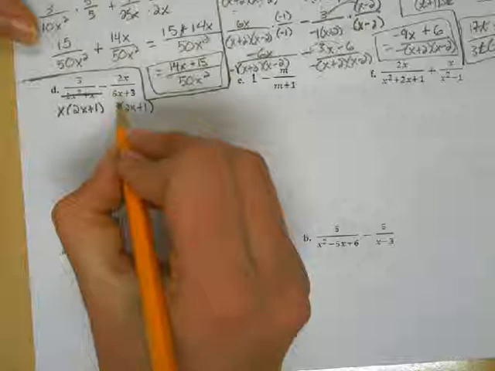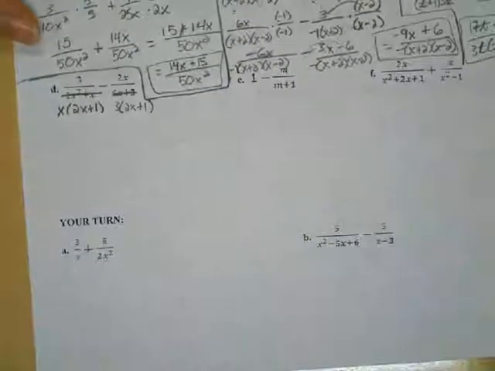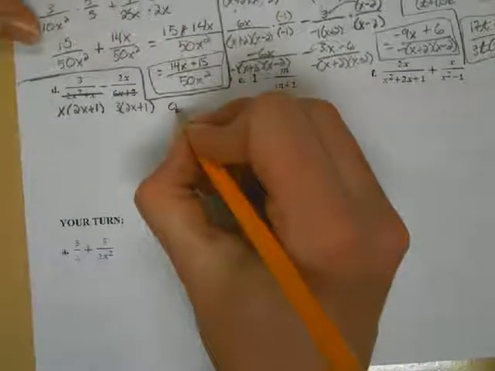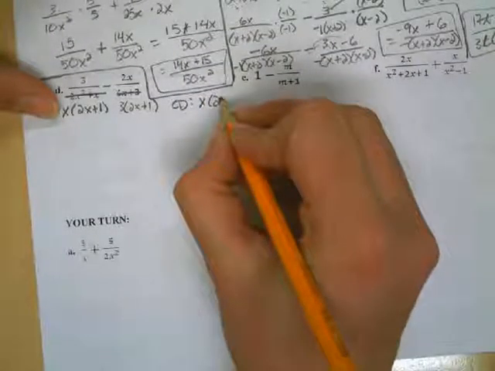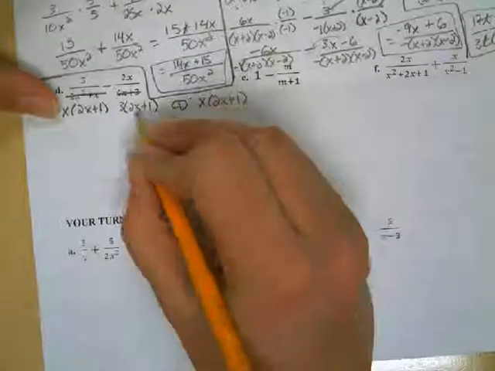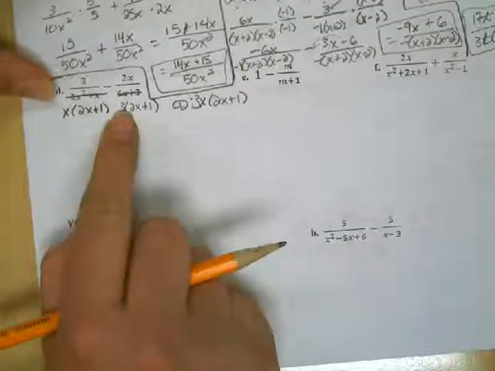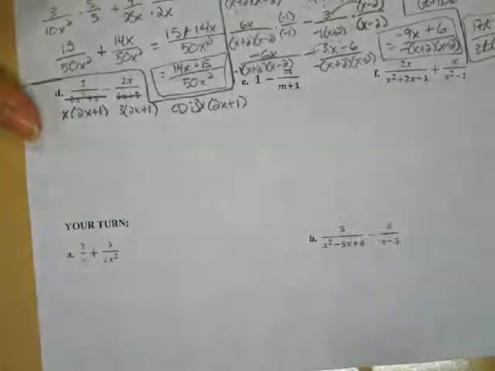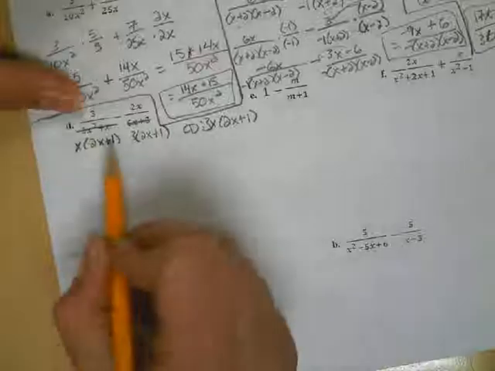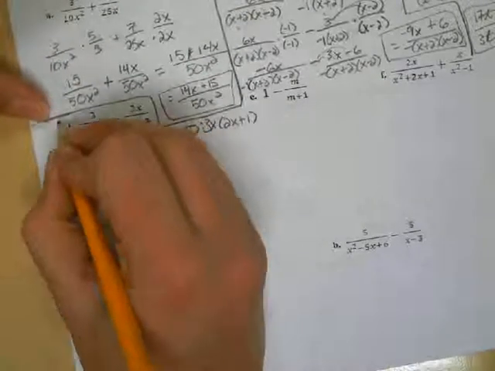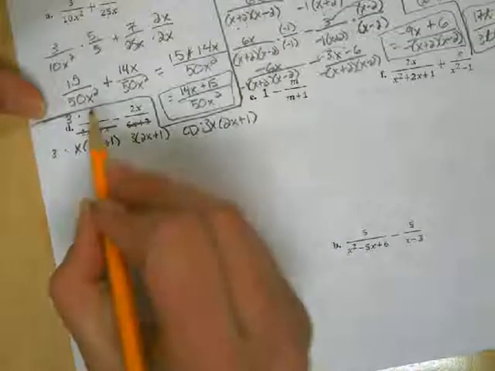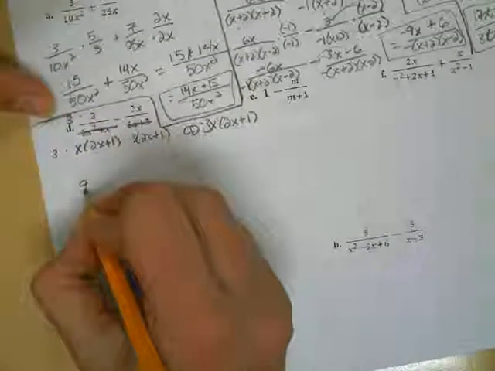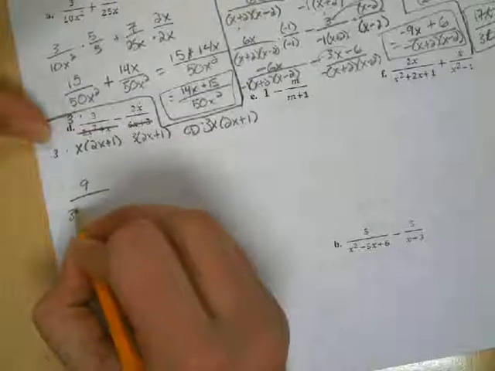Okay, 6x plus 3, that's done. So now when I look at my common denominator, I've got an x, I've got a 2x plus 1, and I've got a 3. Okay, a 3, an x, and a 2x plus 1, they're all accounted for. 3x, 2x plus 1. So here, I've got everything but the 3. So top and bottom by 3. Top and bottom by the same number. 3 times 3 is 9 over 3x, 2x plus 1.